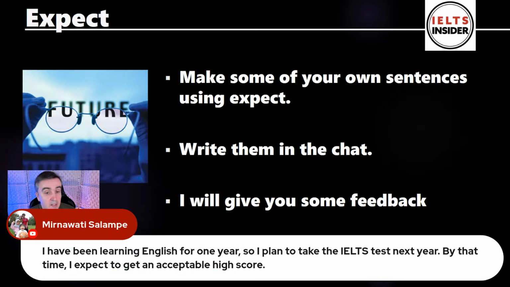I have been learning English for 1 year, so I plan to take the test next year. By that time, I expect to get an acceptably high score. Great here. So we're using plan in here. And then because you have been studying so much, it's reasonable to expect here.